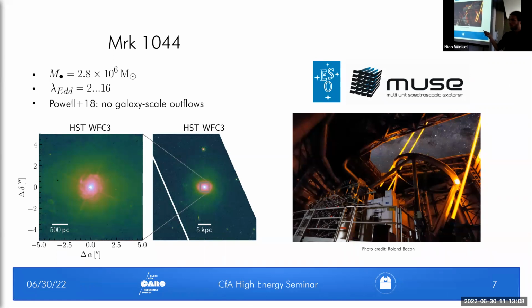also stands out of the CARS sample due to its relatively low black hole mass, from which we compute Eddington ratios or accretion rates that are above the Eddington limit. It depends a little bit on the assumptions that you make for the broad-line geometry and the way you measure the luminosity, but it's certainly highly accreting.